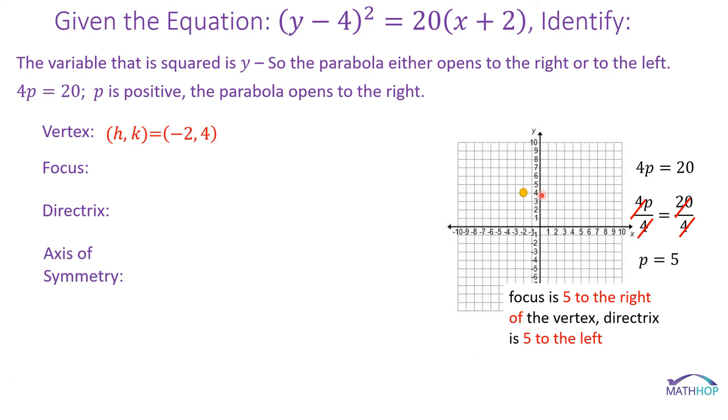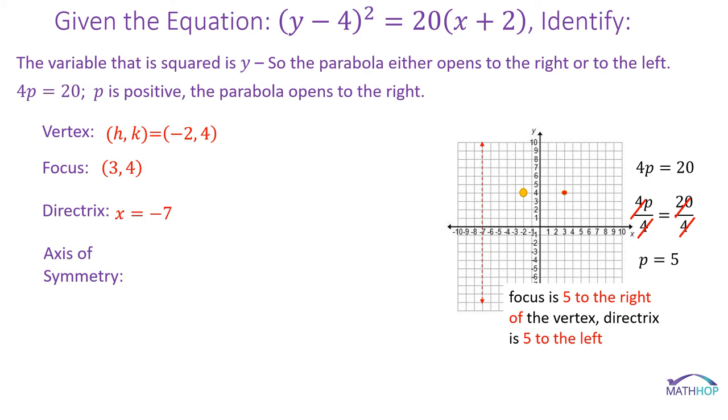So we're going to go ahead and count 1, 2, 3, 4, 5. We're going to plot our focus right there. And we're going to go back, 1, 2, 3, 4, 5, and we're going to put our directrix right there at x equals -7. Now let's fill in the data. So (3, 4) is where we plotted the focus. The directrix was x equals -7.